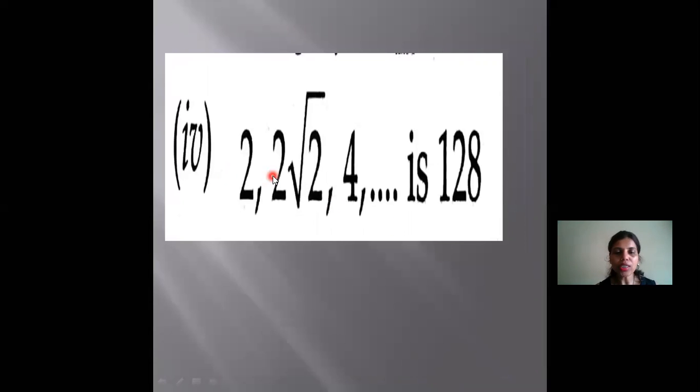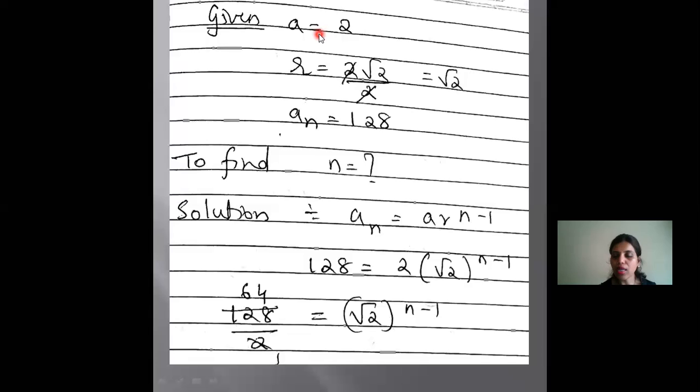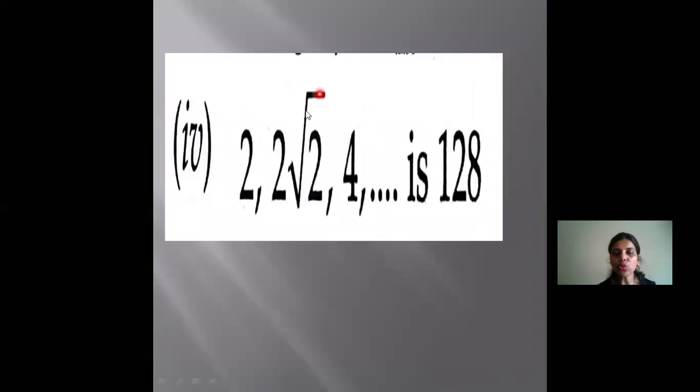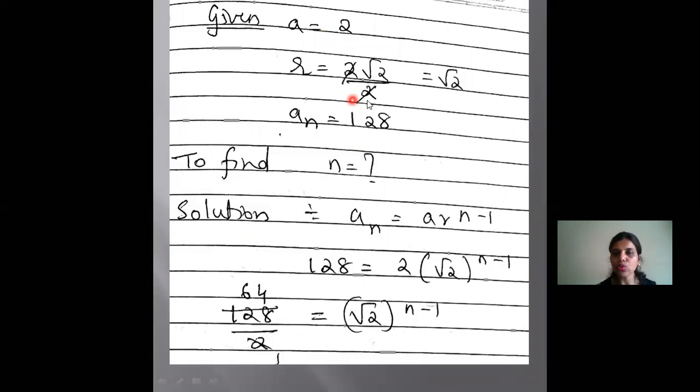Now, fourth question. The first term is 2, second term is 2 root 2, 4, and then you get the final answer 128. So that means the nth term is 128. So your first term, we got it as 2. R, you can see that 2 root 2 is the second term. When we divide it with the first term, we get the value as root 2. An, we have got 128.